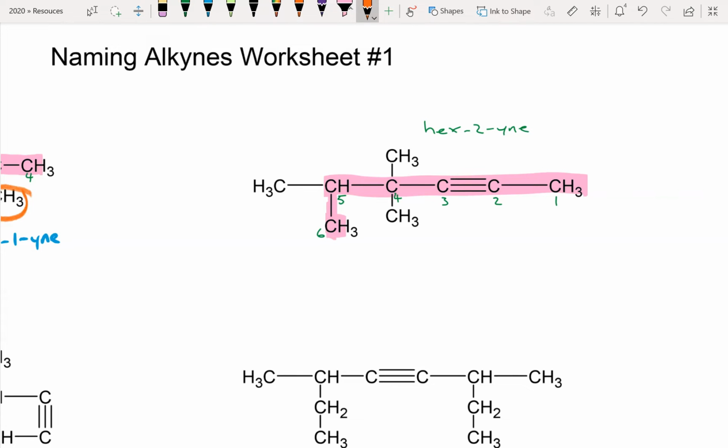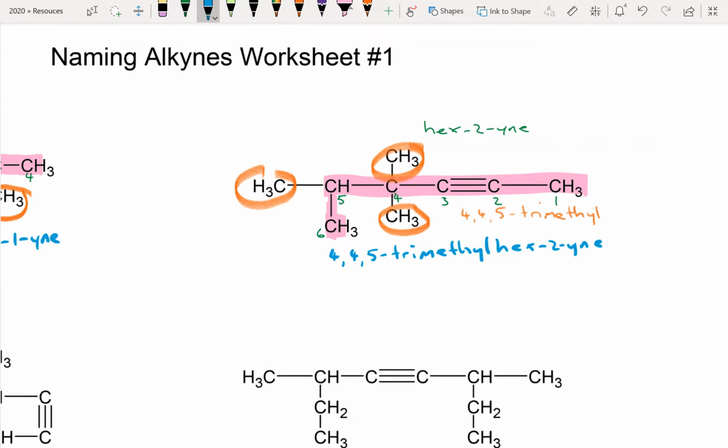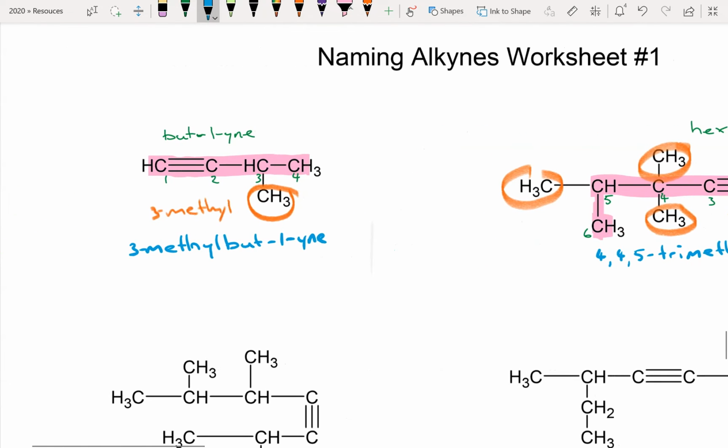Now we'll find our side chains. We have 1, 2, and 3. So we have 3, so that's trimethyl. All right, so let's put these together: 4,4,5-trimethyl hex-1-yne. Nice. Okay, so we slide on down.